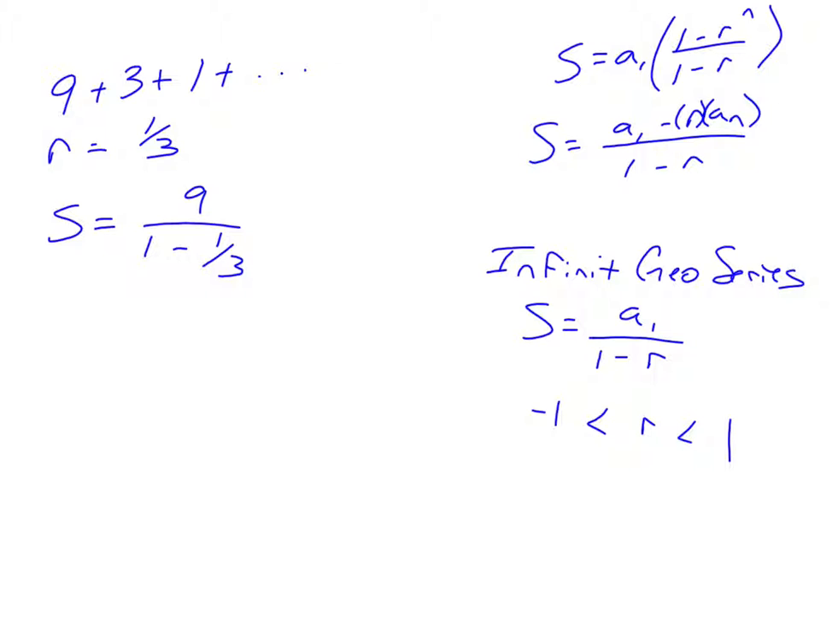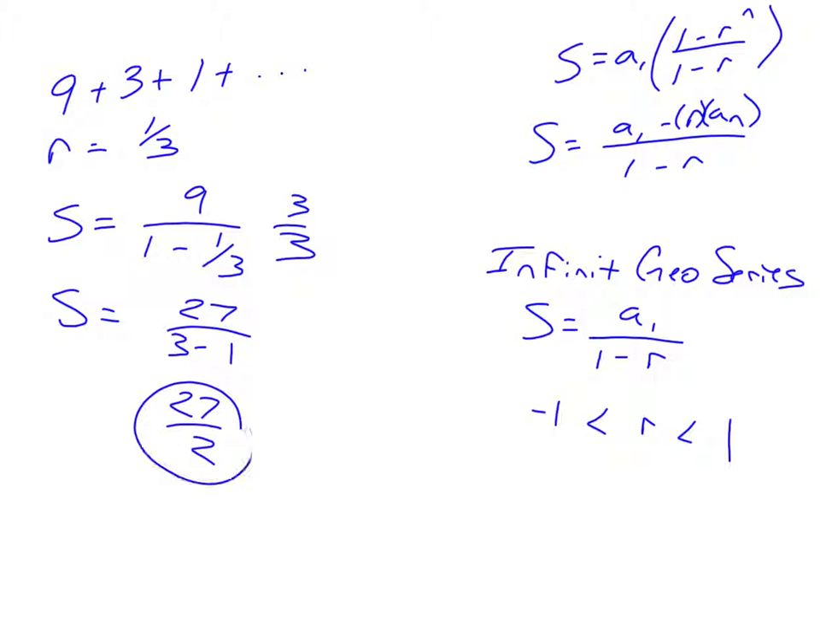So now what do you recommend we do? Get the fraction out of the denominator? Multiply by 3? If I do that, that gives me 27 on the top, and 3 minus 1 on the bottom. So that means the sum of that infinite geometric series is 27 over 2.